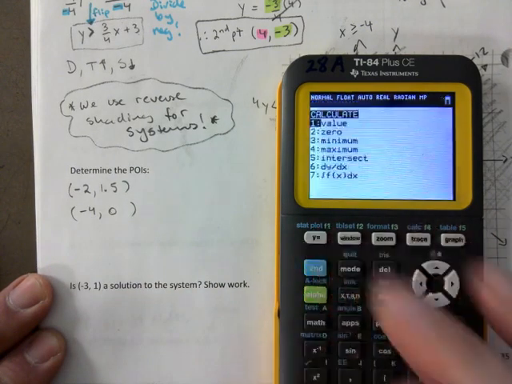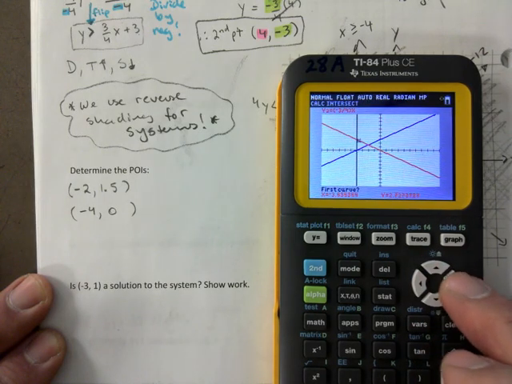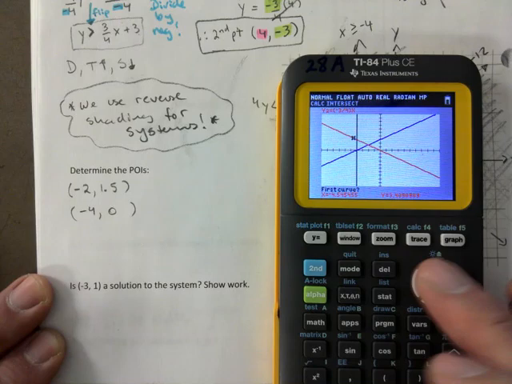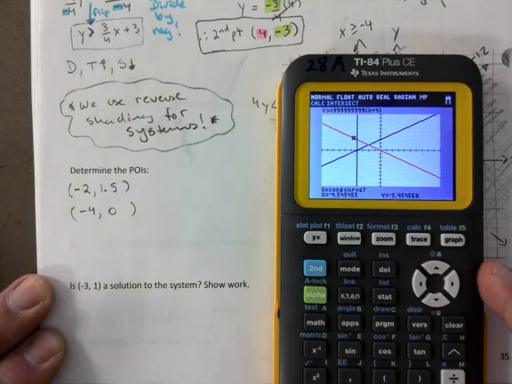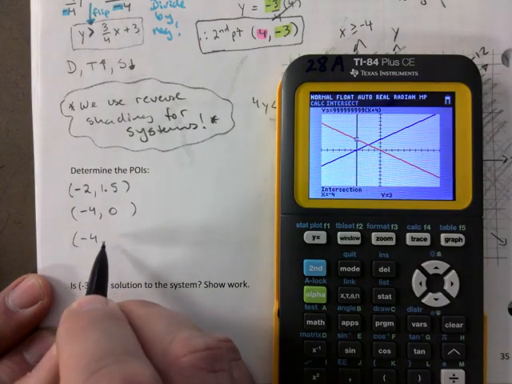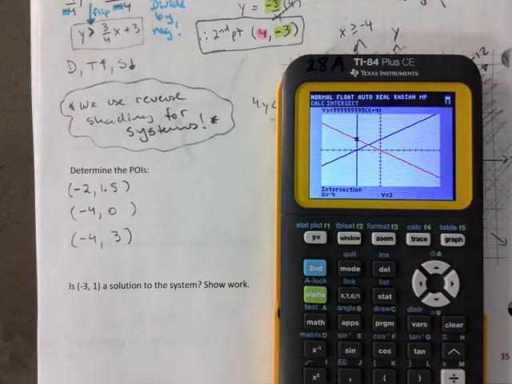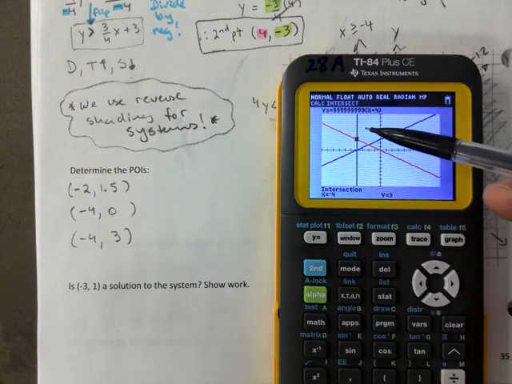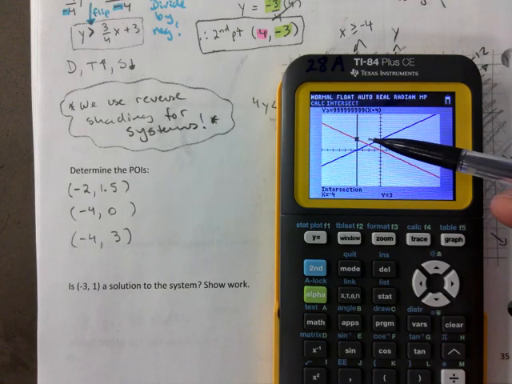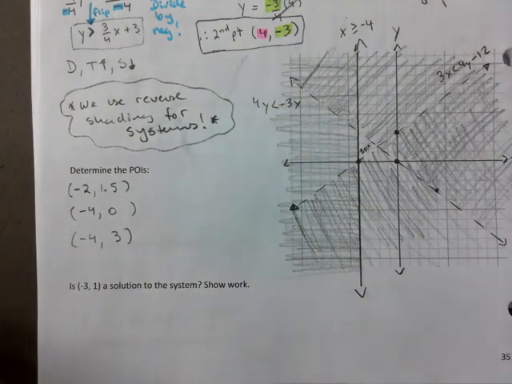And then second trace 5. I'm going to jump to the red line because I want to find the intersection between the red and the black line. So enter, it jumps to the black line, enter, enter, and that is negative 4, 3. Okay. So you want to jump between the two lines that you're interested in finding the intersection for. So I'm using up and down arrows to jump lines.